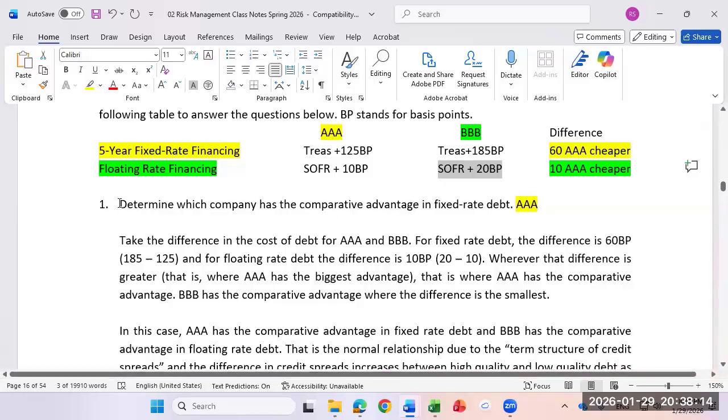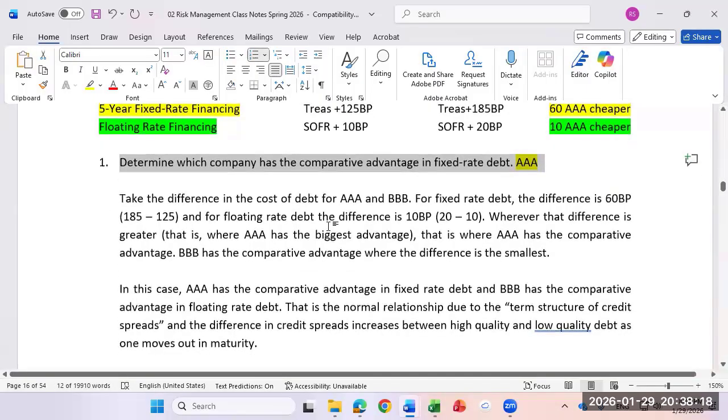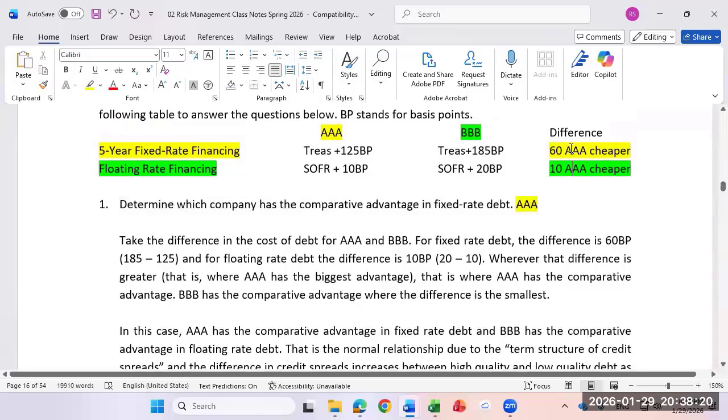But the question I ask, and some students never can figure this out because it just seems like a weird question. If that's the case, wherever you see the bigger difference, that's where AAA has the advantage. Wherever you see the smaller difference, that's where triple B has the advantage. So who has the advantage on fixed rate? AAA. They have the comparative advantage.